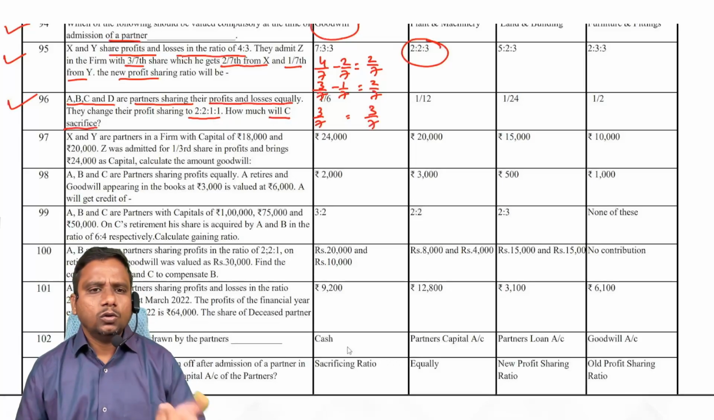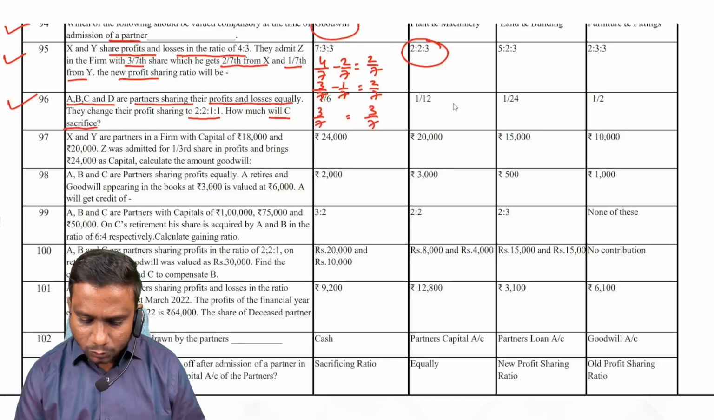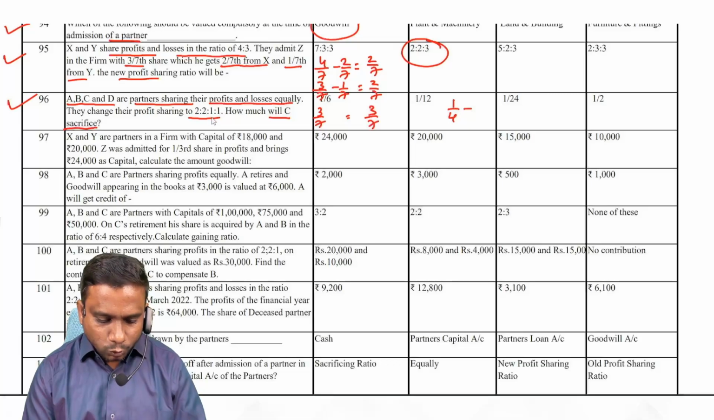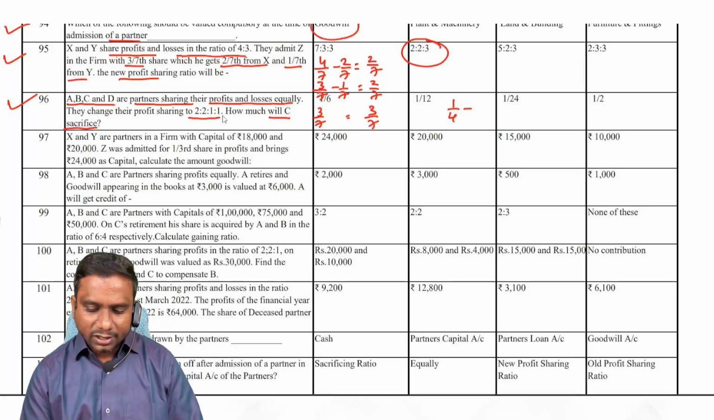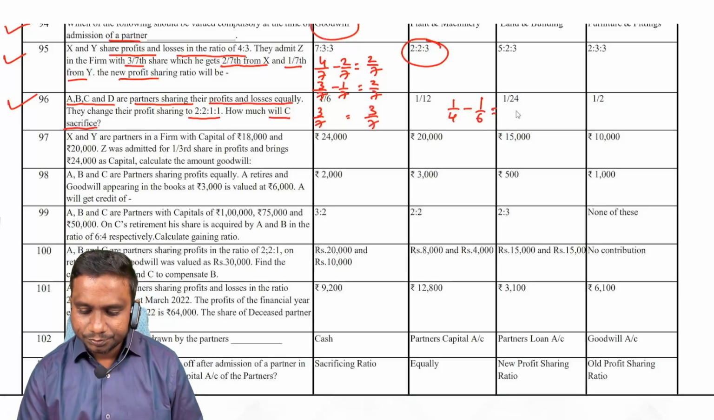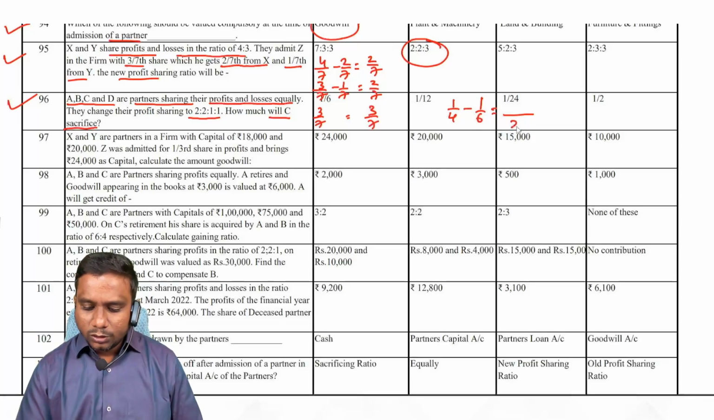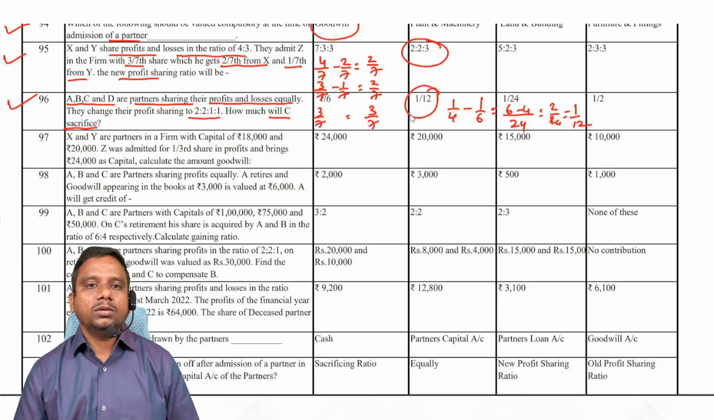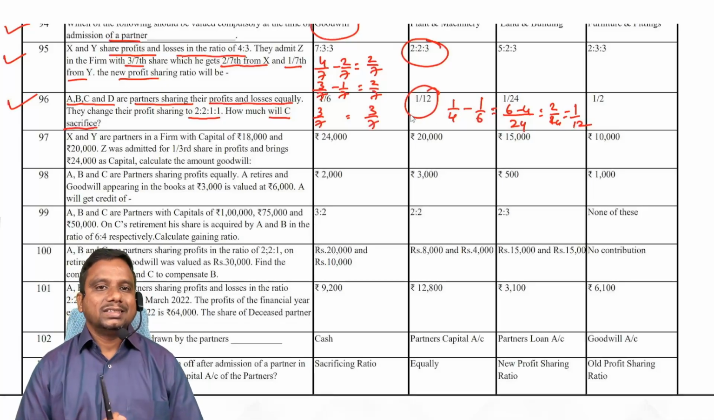Sacrificing ratio formula: old minus new ratio. Old ratio 1 by 4, because equally, na, 1 by 4. New ratio of C is 1 by 2 to 5, 2 to 4, 5, 6. So 1 by 6. Now, what is the LCM? 24. So 6 minus 4, 2 by 24 or 1 by 12. So which is correct? Option B is correct. 1 by 12 sacrificed by C.